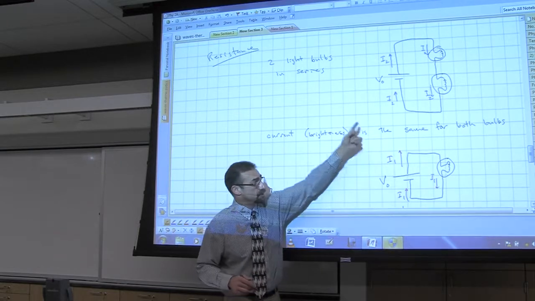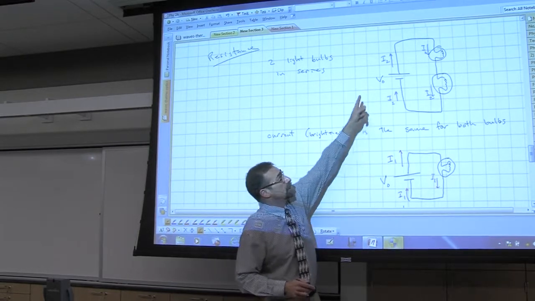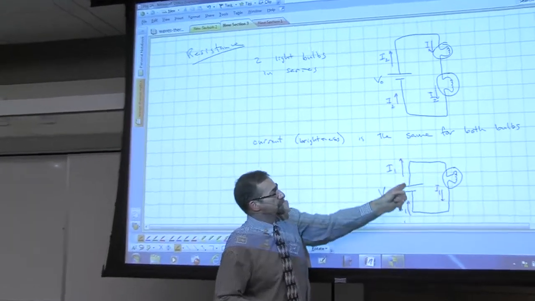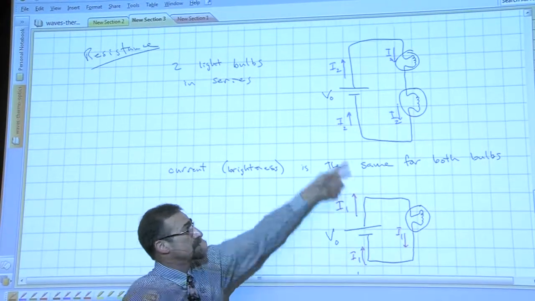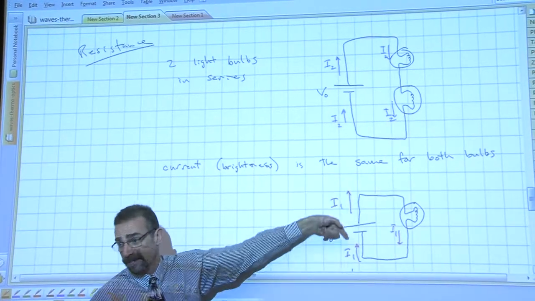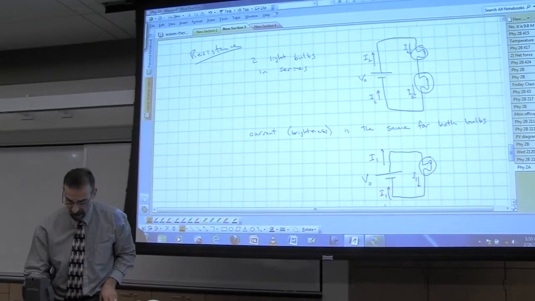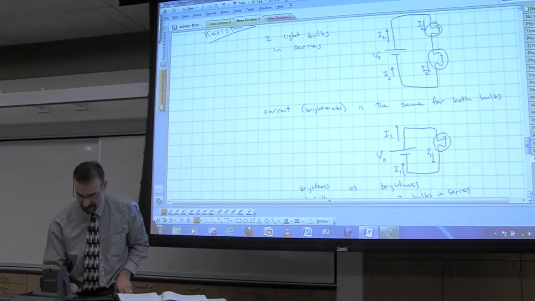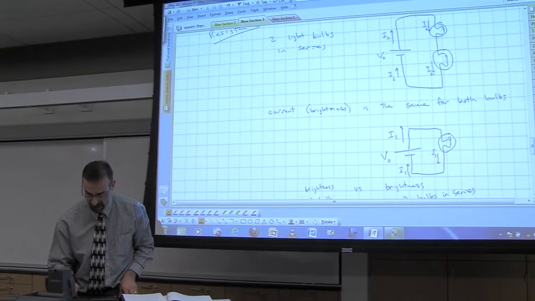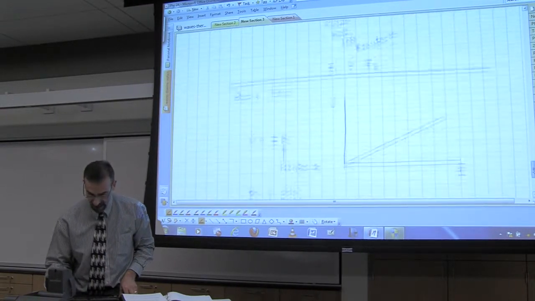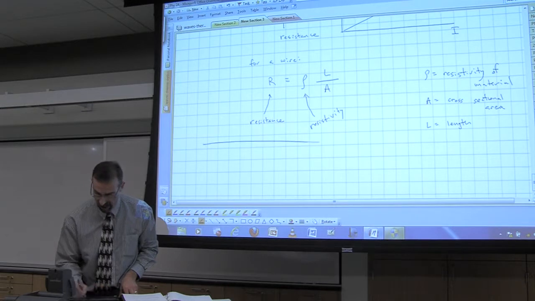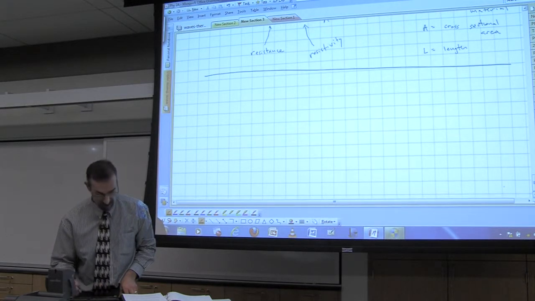in these two circuits. The blue current is the same everywhere in that circuit. This one is the same everywhere in this circuit. Of course, these are different circuits, right? I1 and I2 are different. But everywhere in one of those circuits, the current's the same. No matter where we measured it, it would be the same in the top circuit or in the bottom circuit. So there are ways that we can hook up circuits where the current is not the same.